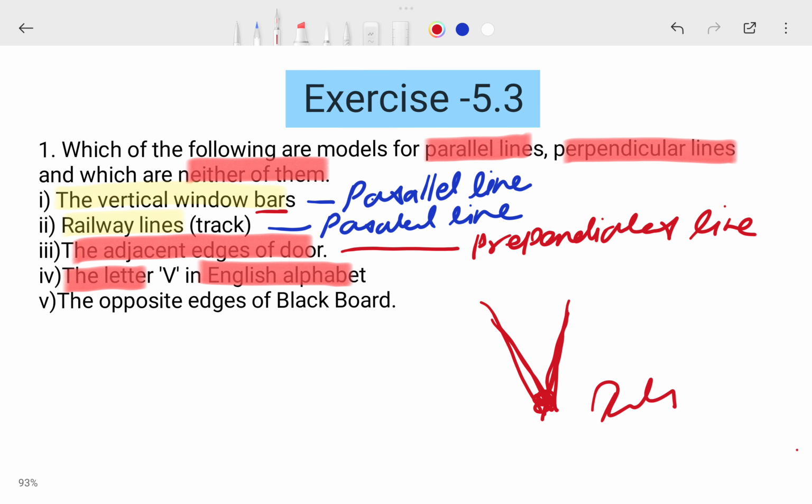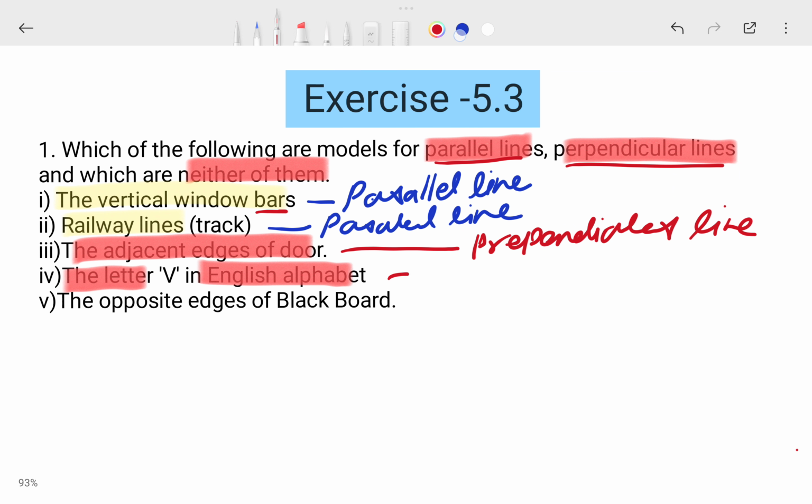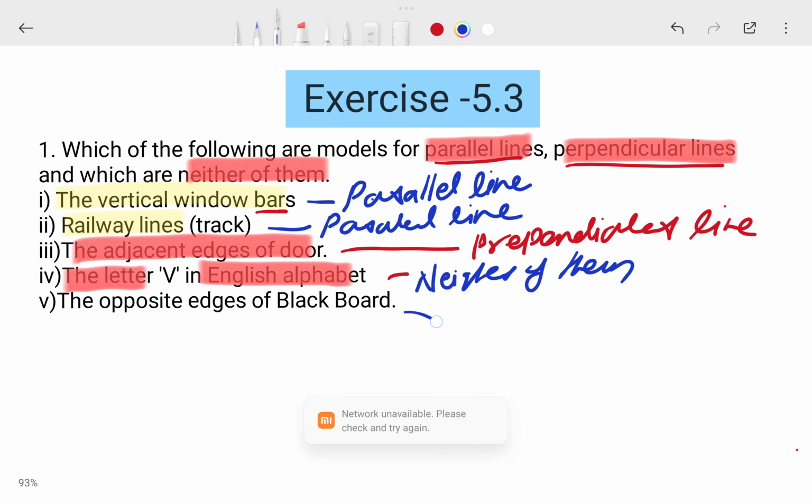Okay, now is this perpendicular? No. Why? Because this does not have any right angle, so this is not a parallel line, and this is not a perpendicular line. So what we can write is: this is neither of them. You will write neither of them.